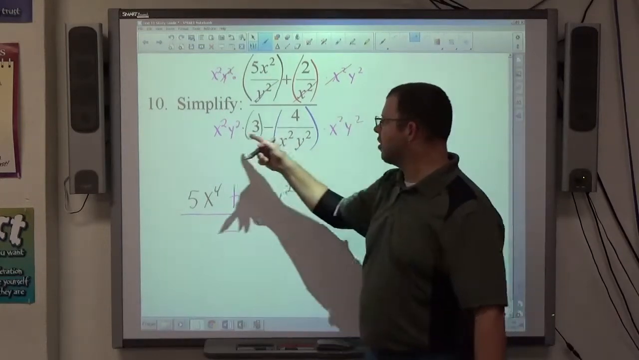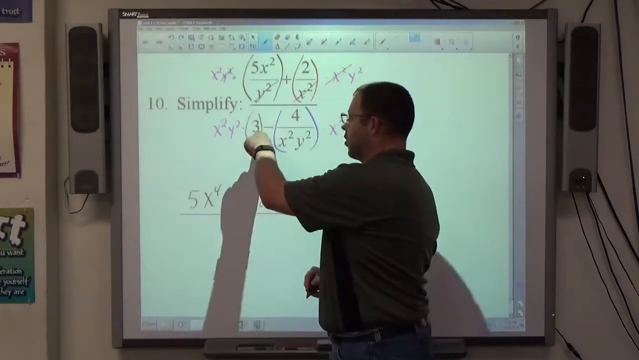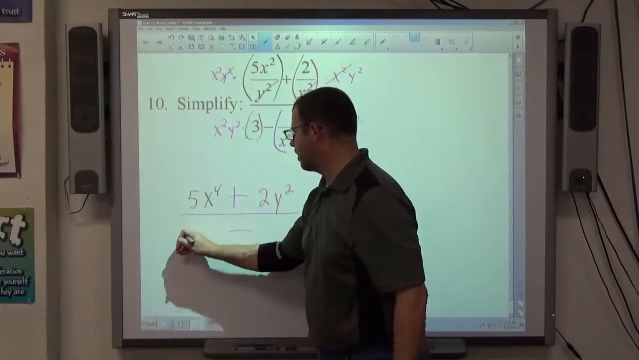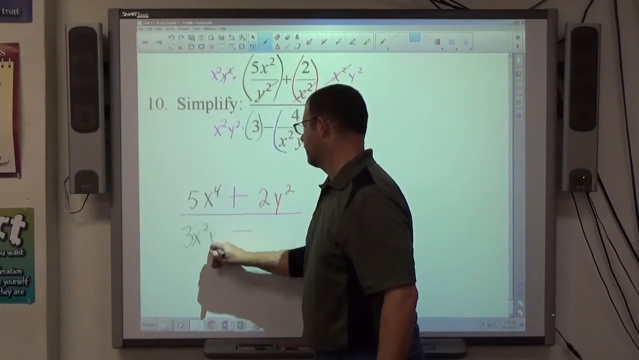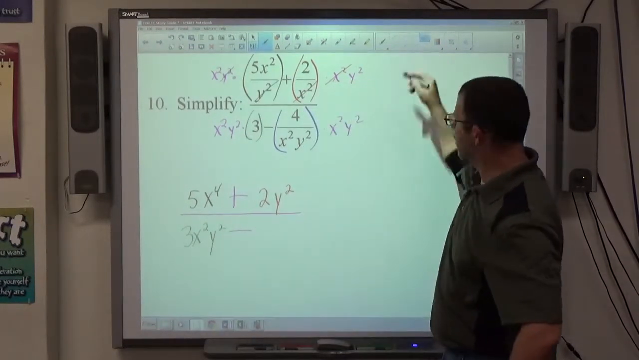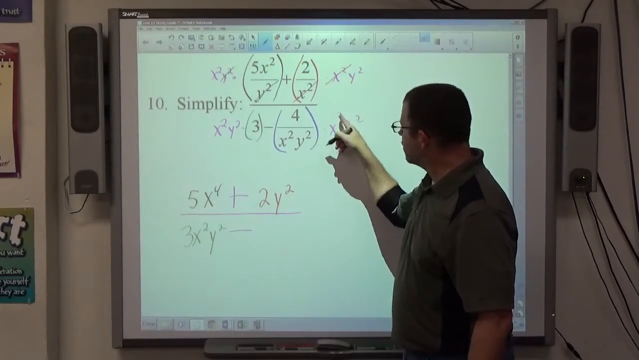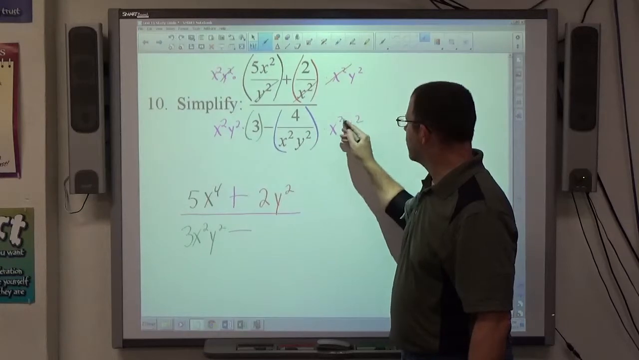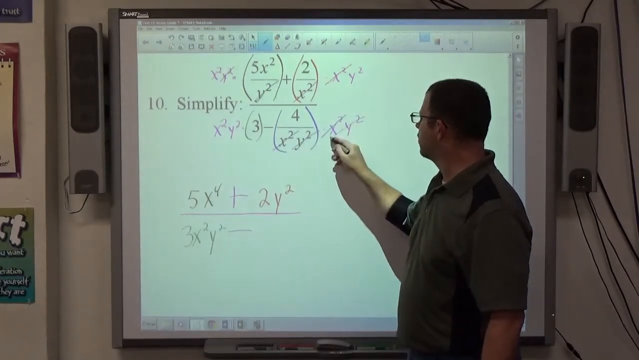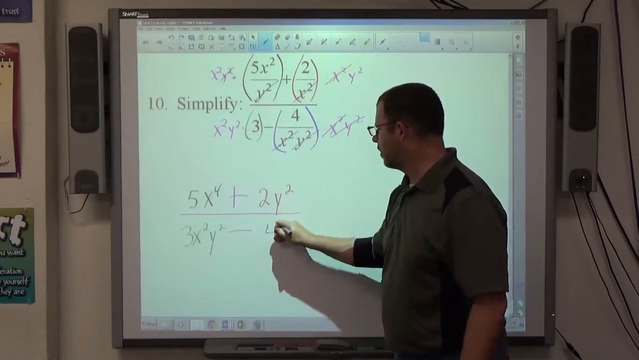For the green one, there is no fraction, so there's no cancellation. I simply multiply 3 times x squared times y squared. All I can do is stick them together. So that's all that happens to the green one. Then the blue one, numerator object x squared, y squared times denominator object x squared, y squared, x squareds and y squareds both cancel, leave me with only minus 4.